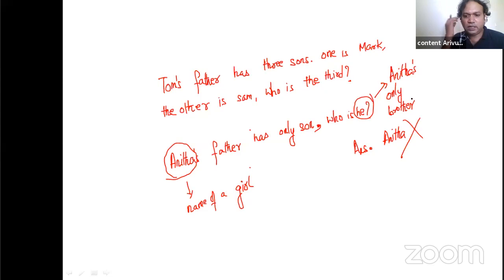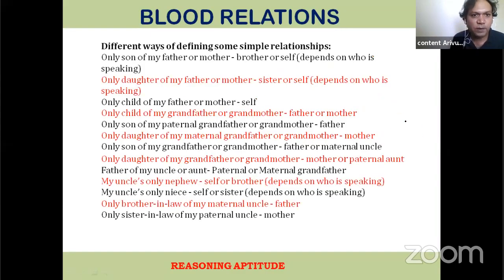Okay, so let's continue and see here. Note down the first one. Only son of my father, the speaker. Who is my here? My is the speaker. So that means the speaker himself or the speaker's brother, depending upon who is speaking. Only son of my father or mother is brother or self, depends on who is speaking.